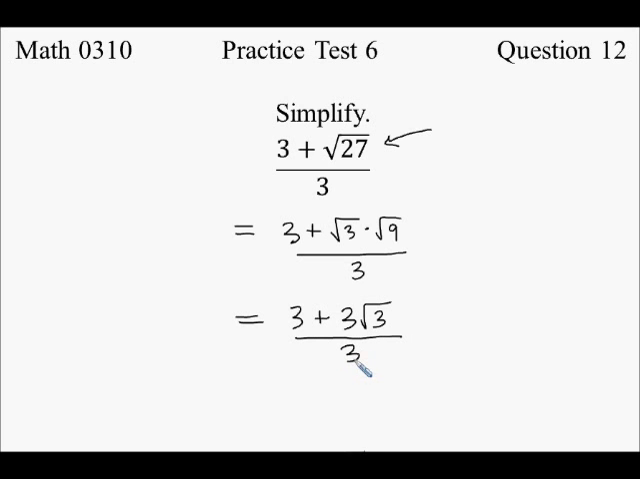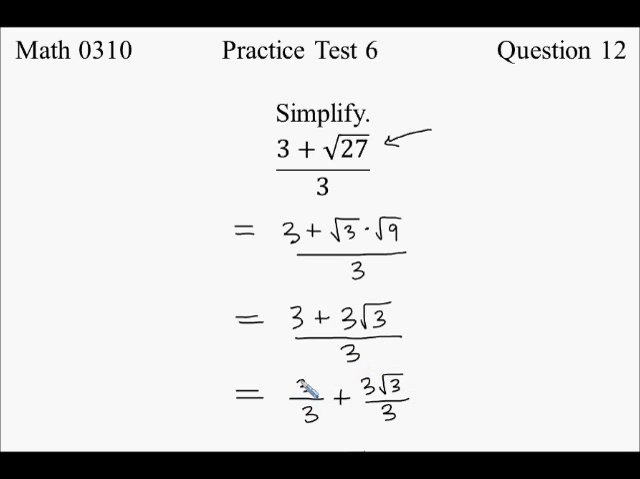Over 3. And now maybe we can see that they all kind of have a common factor of 3 here. If we can't see it, because this fraction is all over a one-term denominator, maybe let's split it up into separate parts. So let's take the first part, 3 over the denominator, plus the second part, 3 square root 3 over the denominator. We can do that when we have just a single term in the bottom.